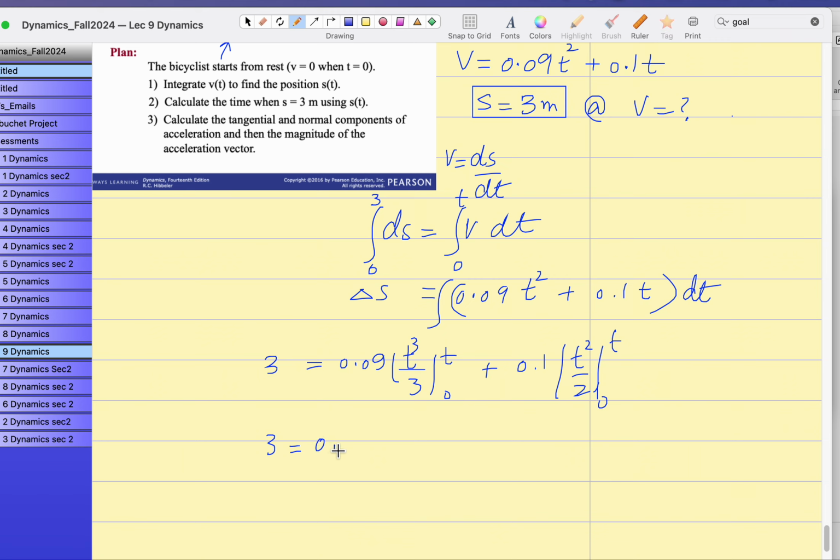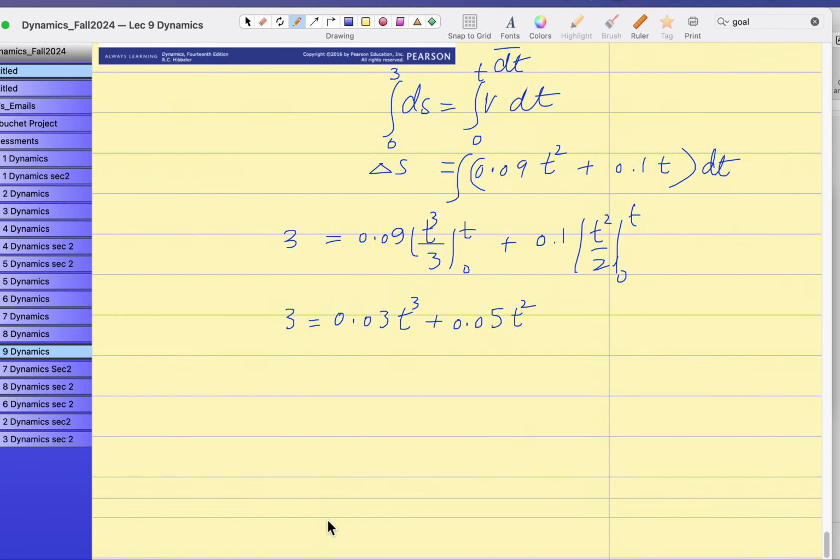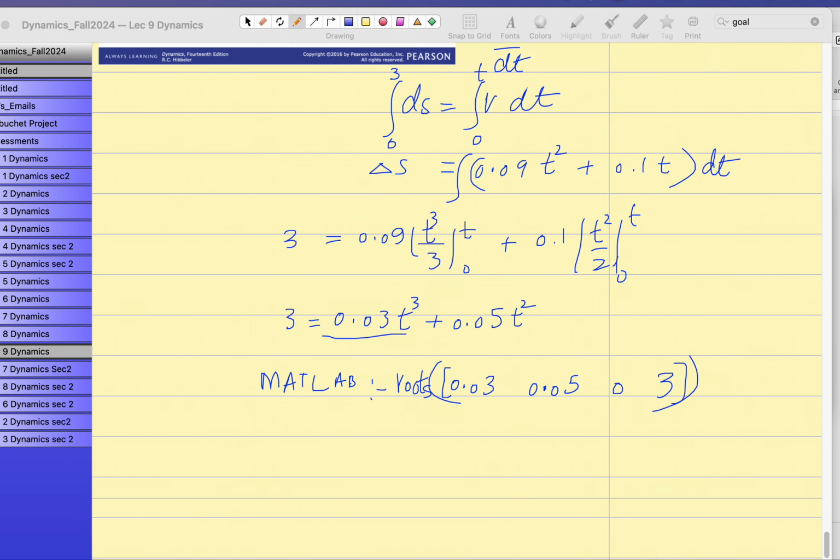If you solve this, you can plug it into your computer or calculator. You can use your calculator, but I'm using my MATLAB skills. In MATLAB, if you want to find the roots of the equation, you start from the coefficient of the largest degree, which is 0.03, then the second largest 0.05, third largest 0, and then the fourth, which is the constant. Then you write down roots. This is the function in MATLAB.